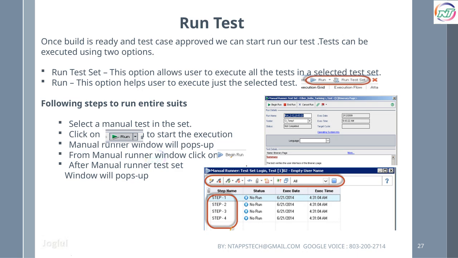To run an entire test set, start by selecting a manual test within the set. Then, click on the icon that initiates execution. A manual runner window will open up. In that window, you'll see options to start the test, such as clicking the Begin Run button. When you do this, another window appears showing the progress and details of the ongoing test. You can watch the test execution in real time, and once completed, the system will display results and status updates. This process makes it straightforward to manage and execute your test cases efficiently. Let's move on to the next slide.